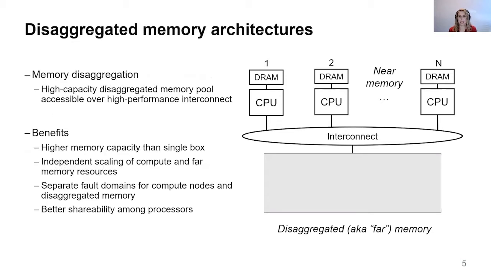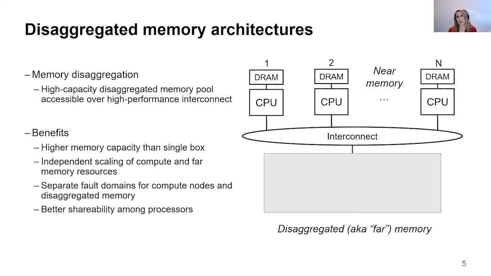So what do I mean by that? Well, essentially imagine a large, high capacity pool of memory that's sitting on the network, where compute nodes can access that memory across the network. The benefits of this are multifold. Now compute nodes have the opportunity to access a lot more memory than they can fit inside of the single box that is their local box.